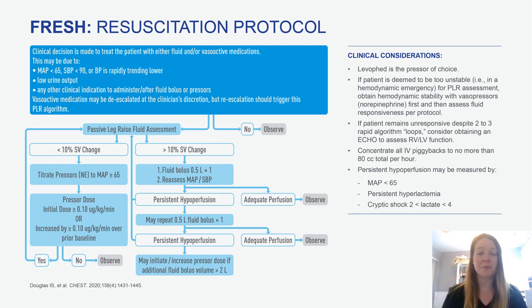Now, this is the resuscitation protocol that was utilized in the FRESH study. This is open to the public. However, you can see at the very top, the clinical decision is made to treat the patient with either fluids and/or vasoactive medications due to either 1, MAP was low, or systolic blood pressure was low. There's either low urinary output, or there was any other clinical indication to administer fluids or pressors. So it really allows the physician to decide what to do next with a little guidance.